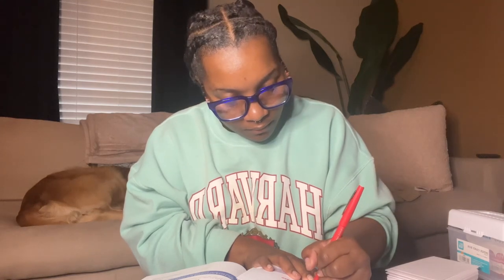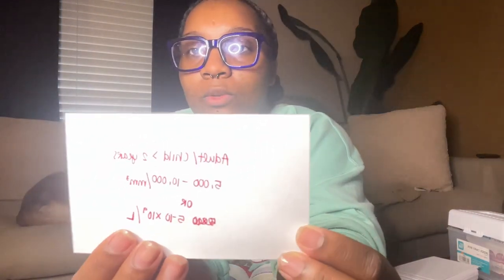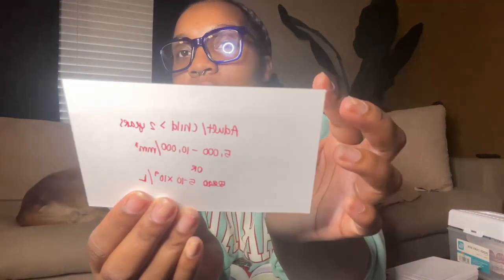Five to 10 times 10 to the 9th per liter. So this is how the card will look. Let's see, can you guys see that? Okay, so here, like I said, on the front, we just have white blood cell count, the abbreviation WBC, and where I can find it. So page 466 in my textbook.